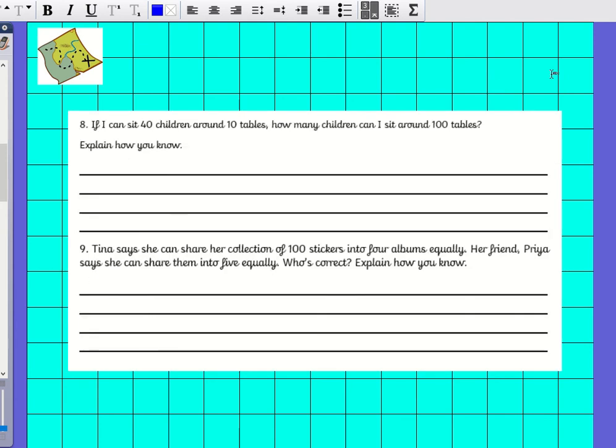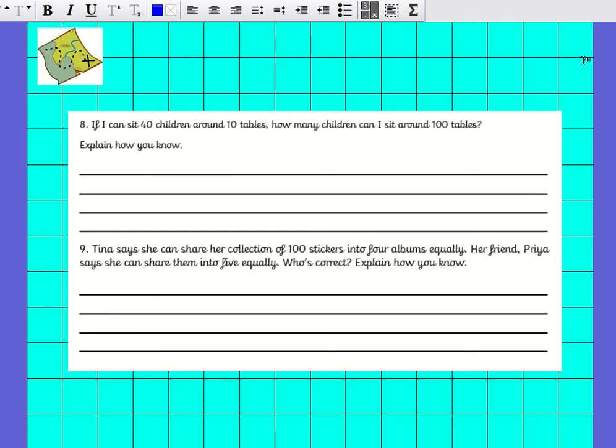To finish the quiz today, you've got a couple of questions that you need to answer. Question 8 says, if I sit 40 children around 10 tables, how many children can I sit around 100 tables? And can you explain how you know? Think of your knowledge of place value. Think back to that vocabulary slide we started with. If I can sit 40 around 10 tables, how many children could I sit around 100 tables? And then you need to explain your answer.